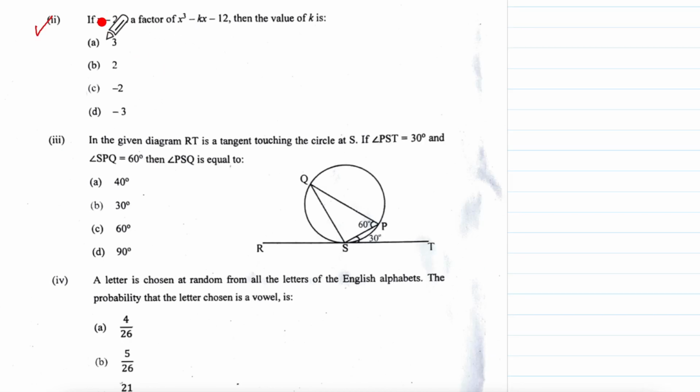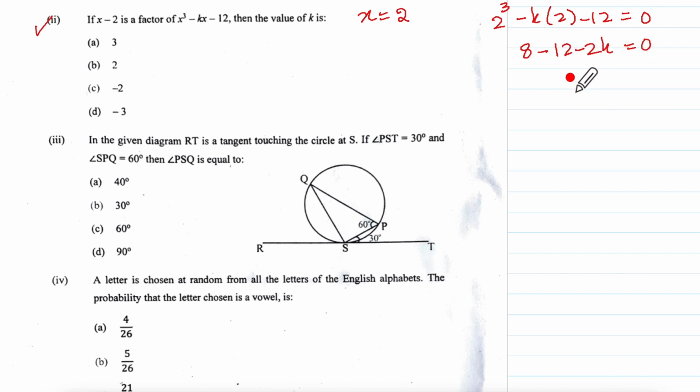Our second MCQ, if x minus 2 is a factor, then x will be equal to 2 and this polynomial becomes 2 cube minus k into 2 minus 12. And because it's a factor, this f of x will be equal to 0. So we'll have 8 minus 12 minus 2k equal to 0. So that will give us minus 4 equal to 2k, and our k will be equal to minus 2, which is option C. Let us look at the third one.